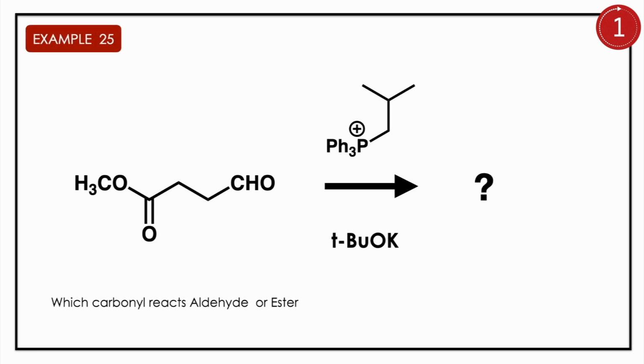Then the next reaction. Here you have a linear chain compound with an aldehyde on one side and an ester on the other side. The phosphonium ion is the reagent, with a base. You should find what the final product will be.